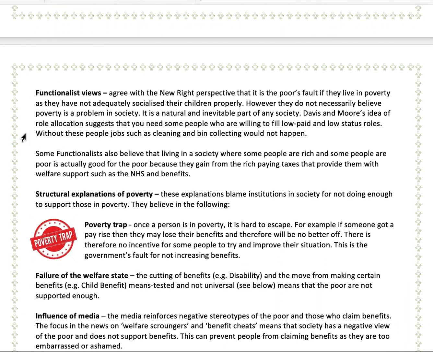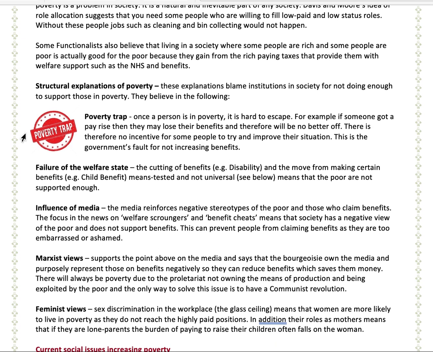Structural explanations, so this would be the other side of the argument. If these were the four arguments, the question would be: discuss how sociologists would agree with the structural explanations, that poverty is the fault of the government, or that those in poverty are disadvantaged by the structure of society, etc. So those are the different arguments you can make.